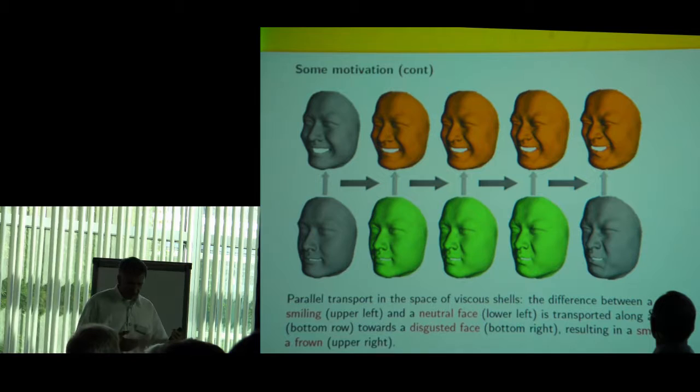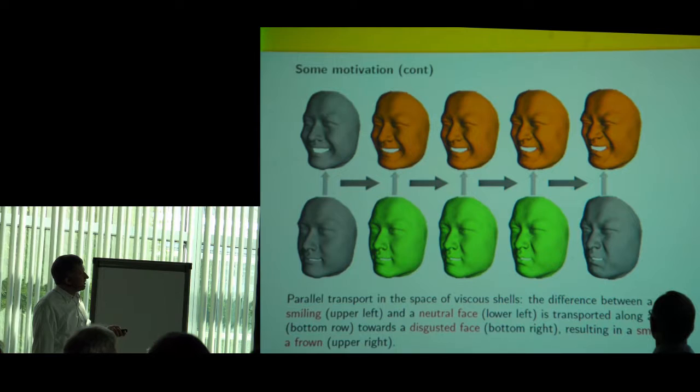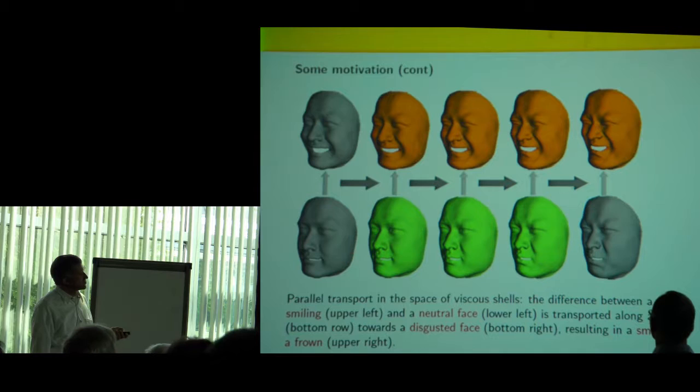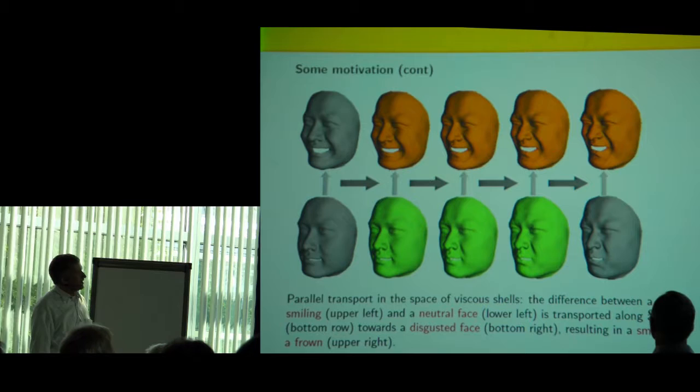What we can also do is parallel transport, to transfer geometric details. So what you see here is what we've done a couple of years ago. Here is a neutral face. Here's the transition via a short discrete geodesic to a disgust face. Here is now a smile, and we can transport the smile along the sequence, ending up with the facial expression, which is a smile with a frown.